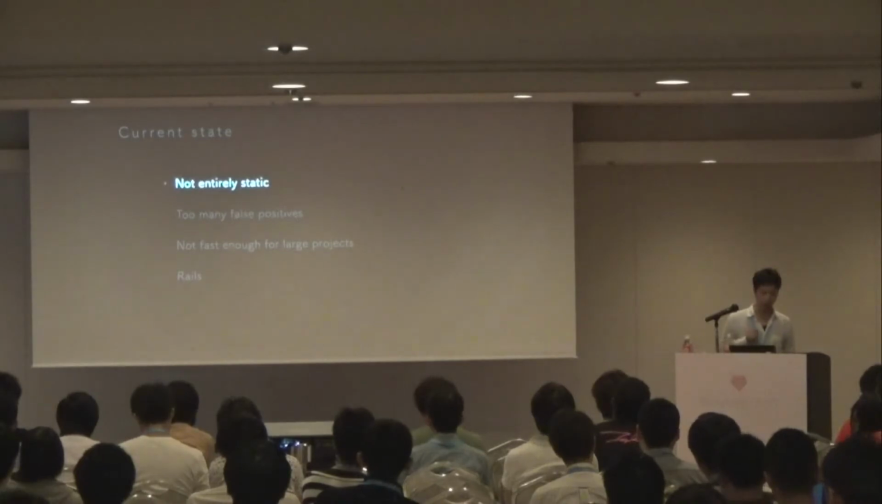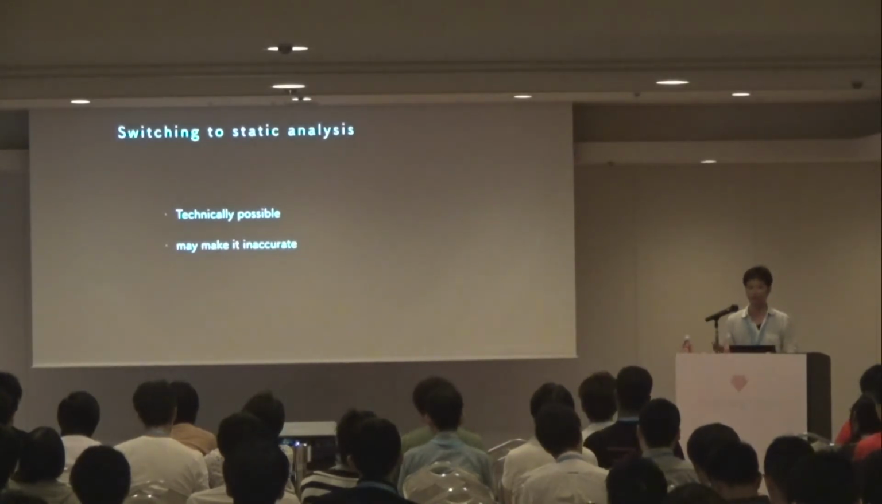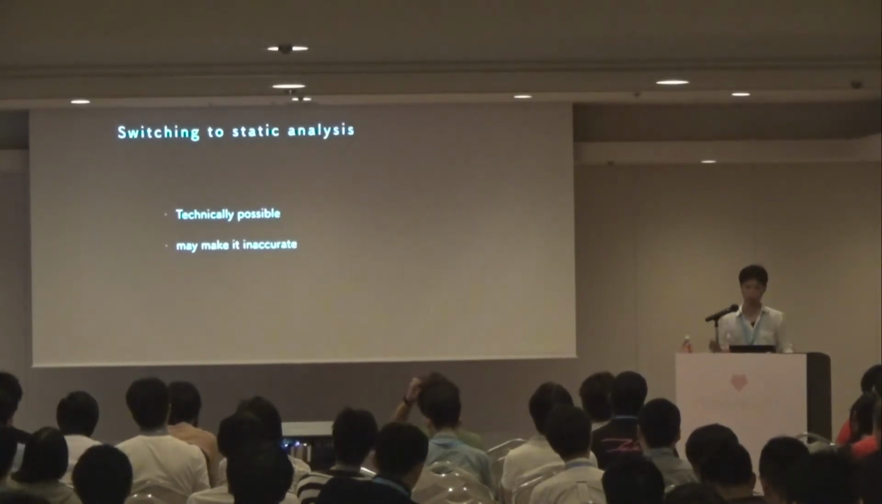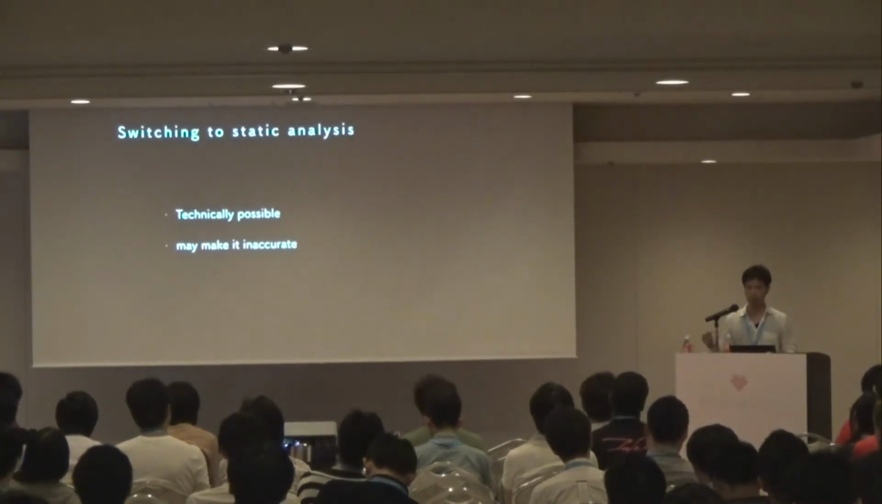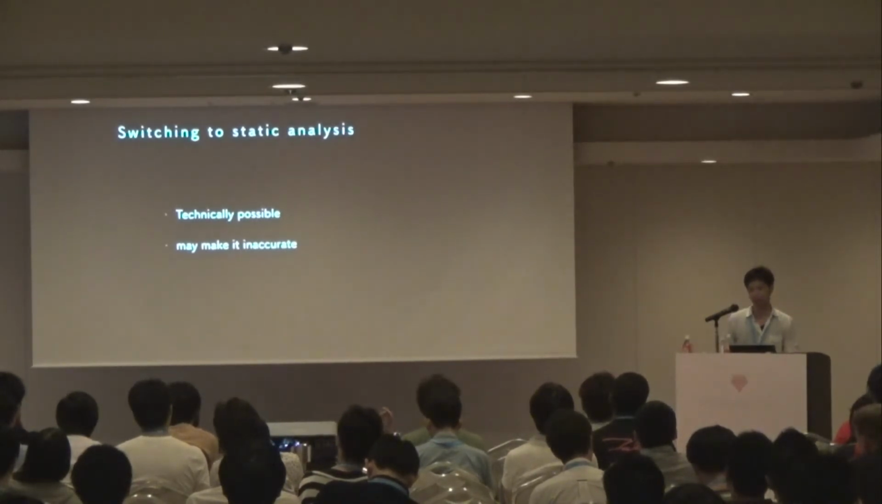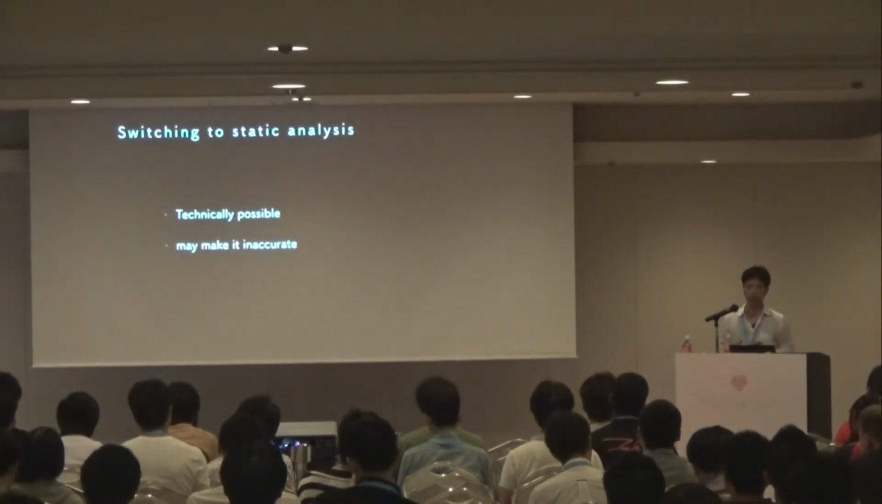So how do we fix this issue, not entirely static? Technically speaking, it should be possible to switch to fully static analysis. But at the same time, that also means you're not going to be able to look up all the available methods on a class, because fully moving to static means you're not going to be able to use define_method, eval, or any other metaprogramming techniques. So this is technically possible, but it may introduce a lot of new false positives.